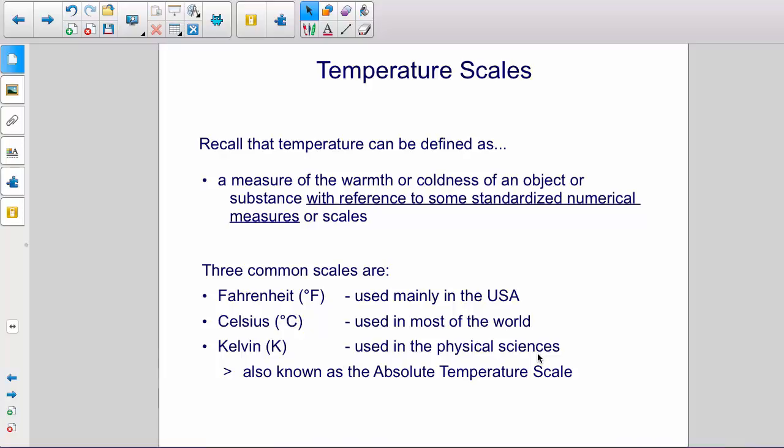Remember that temperature can be defined as a measure of the warmth or coldness of an object or a substance with reference to some standardized numerical measures or scales. Three common scales are the Fahrenheit scale, which is used mainly in the United States, the Celsius scale, which is used everywhere in the world, and Kelvin, which is used in the physical sciences. The Kelvin scale is also known as the absolute temperature scale.